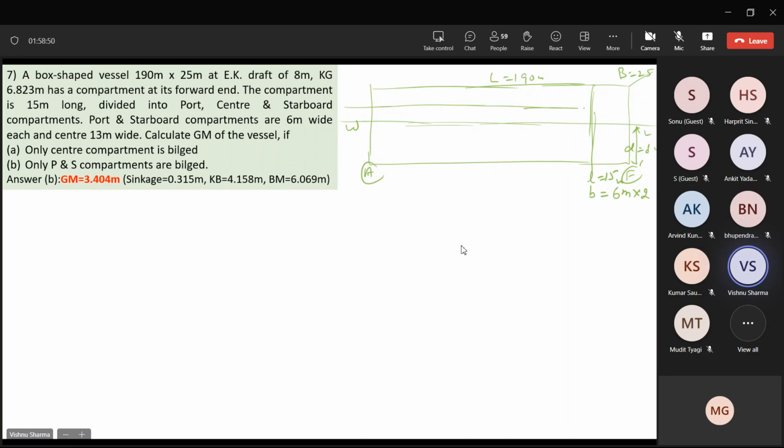Vessel will sink to a new water line, W1, L1. I will lose this much of buoyancy. As the vessel sinks, the water will rise here also. Does everybody agree with the side elevation or any doubts? Guys, is that clear? Side elevation, all of you agree?